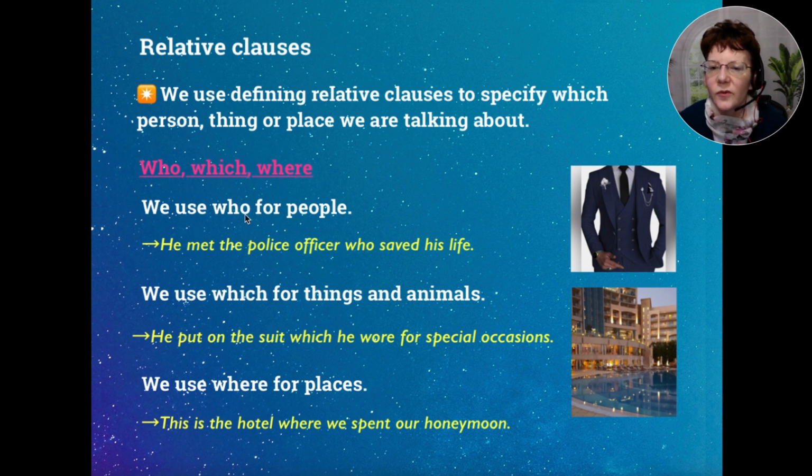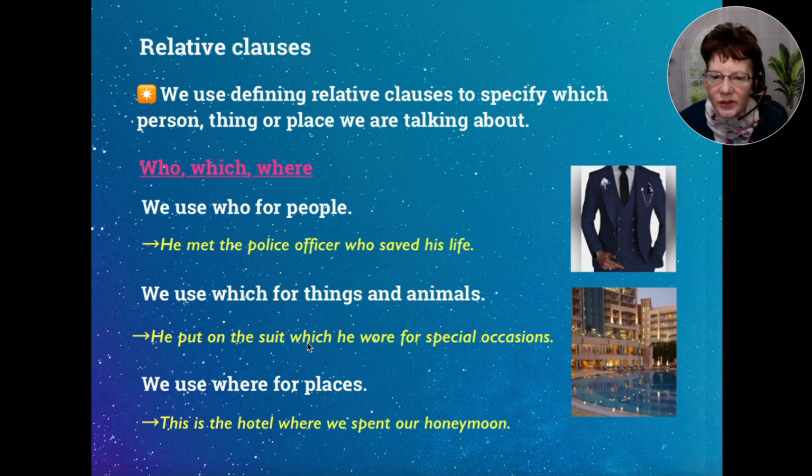We use who for people, like I showed you in the chart. So he met the police officer, for example, who saved his life. So, who saved his life is the essential clause here. You can't just say he met the police officer. This describes him. And then we use which for things and animals.